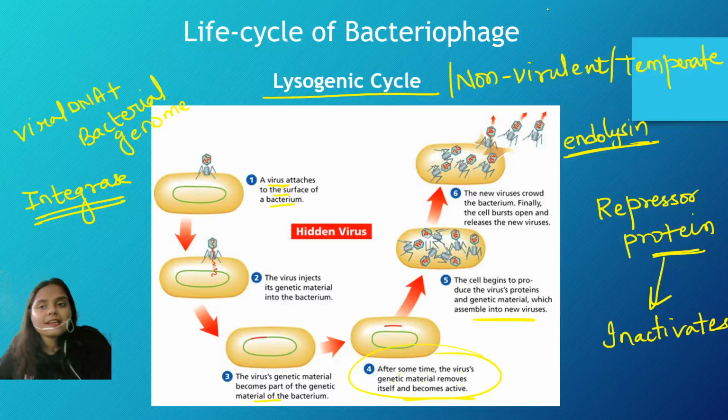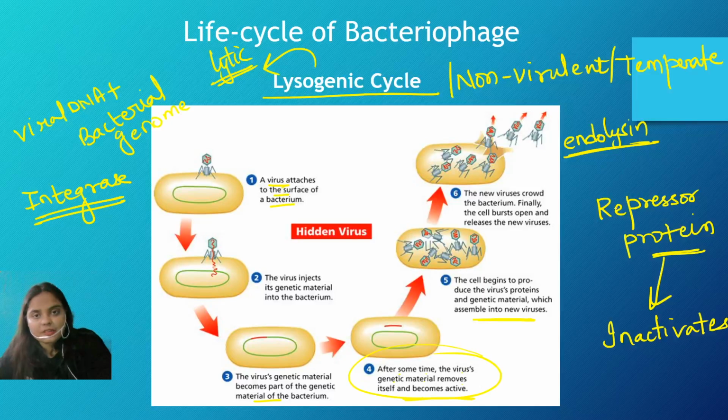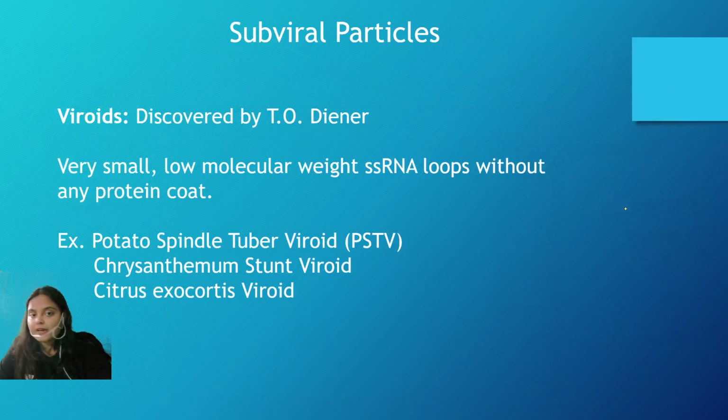So this lysogenic cycle converts into the lytic cycle upon the deactivation of the repressor protein. Upon the deactivation of the repressor protein, it converts from being non-infectious or non-virulent to being virulent or infectious in nature. So these are the two types of life cycle found in the case of bacteriophage. Okay, so this was about the virus.